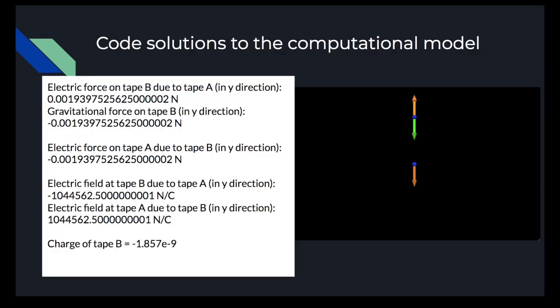Here you can see the output from the code. As you can see, the orange arrows are the electrical force on each of the tapes, whereas the green arrow on tape B, the one that we are interested in, is the gravitational force. To the left, you can see the numeric output from this code, and as you can see, the charge ended up being this, which we will compare to the mathematical output on the next few slides.